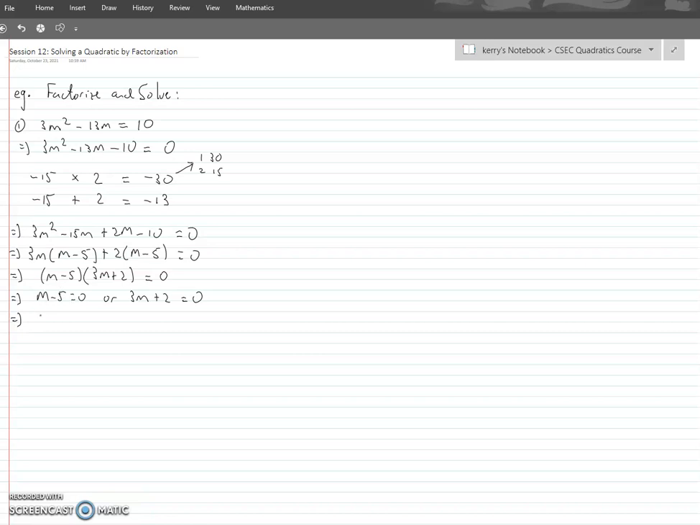So when we transpose the negative 5, this is subtract 5, so to get rid of it you have to add 5 to both sides. When you transpose the positive 2, it becomes 0 minus 2, which will give us minus 2. So m will be equal to minus 2 over 3.